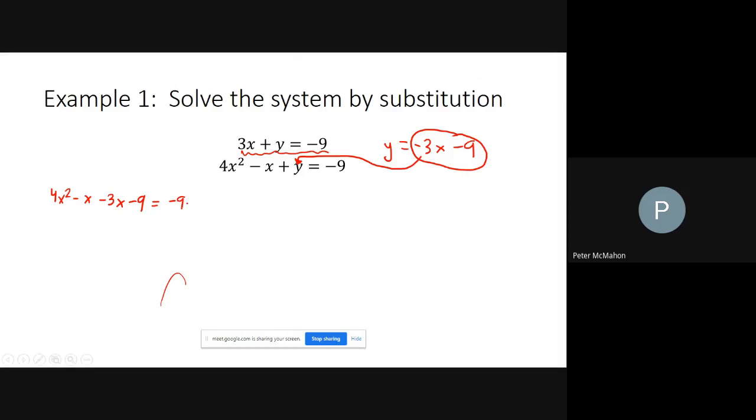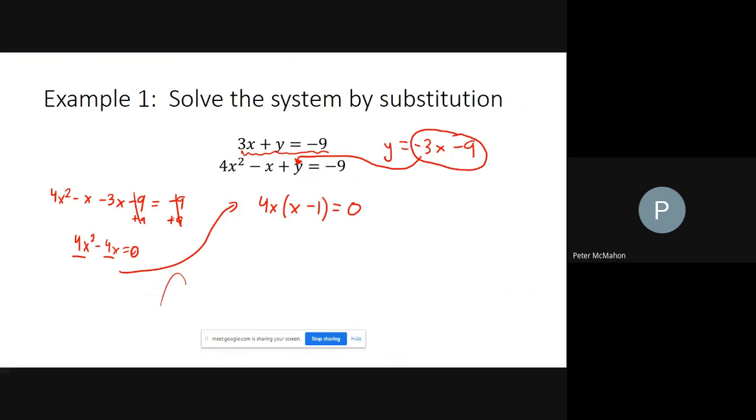Now we have to solve a quadratic equation. Review from our last unit: we need to set one side equal to 0 and factor it. I'm going to add 9 to both sides, and they cancel out. Then negative x minus 3x gives me 4x squared minus 4x equals 0. Now I can take out a common factor of 4x, so I get 4x times x minus 1 equals 0.